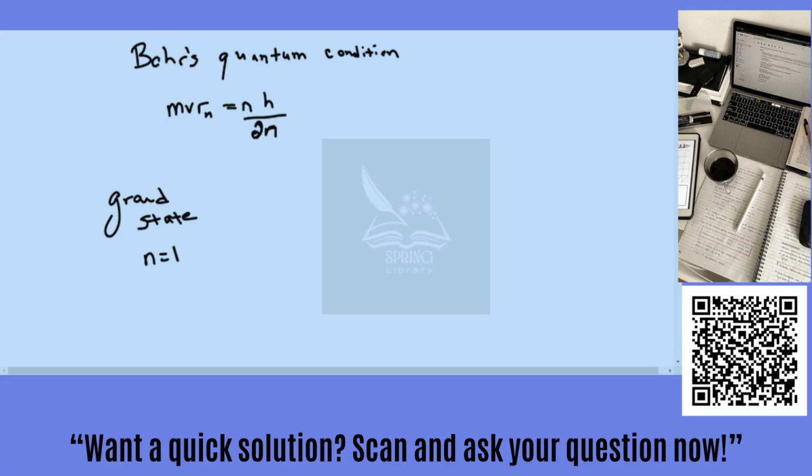It doesn't matter if you put everything over. So if we do this here, we have m, v, r to the 1, and then we have 1 here, Planck's constant over 2 pi. And we can solve for V. You can do that ahead of time too, which I was about to do, but we can just do it this way: V equals h over 2 pi r1 m.